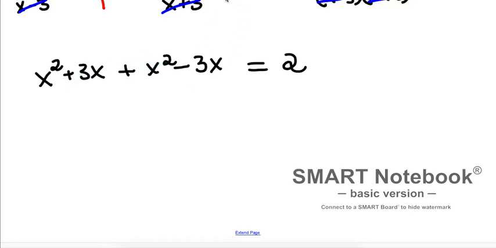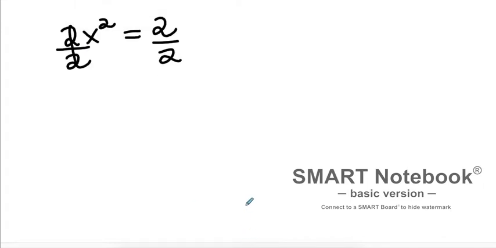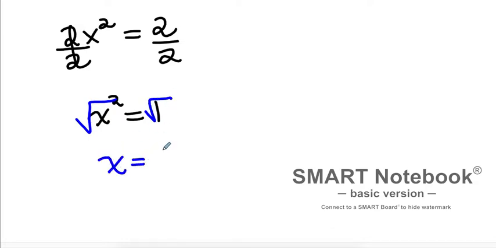So x squared and x squared is going to give me 2x squared. And then hopefully you notice that 3x and negative 3x are going to cancel. So then I'm left with 2x squared equals 2, right? So I'm going to divide by 2. And that's going to give me x squared equals 1. All right, well, how do I solve for x? I'm going to take the square root of both sides. So x equals square root of 1. Remember, when we take the square root of anything, we need to consider the plus or minus. So my two solutions are x equals 1 and x equals negative 1.